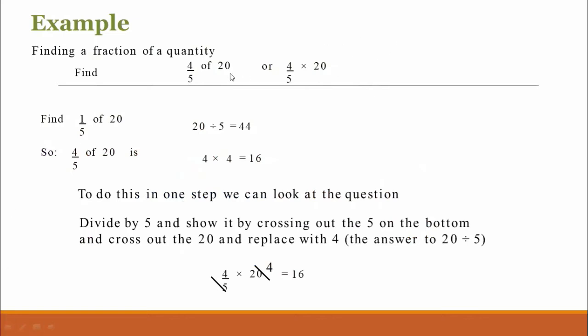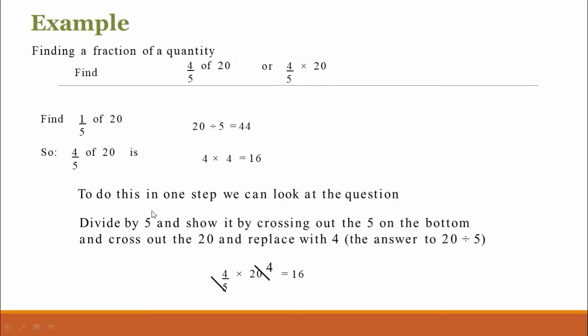Now, some examples. Find a fraction of the quantity: 4 by 5 of 20. 4 by 5 of 20 means 4 by 5 multiplied by 20. To write the fraction form of this, 1 over 5 multiplied by 20. So 20 divided by 5 is equal to 4, and 4 by 5 of 20 is 4 multiplied by 4, which is equal to 16.